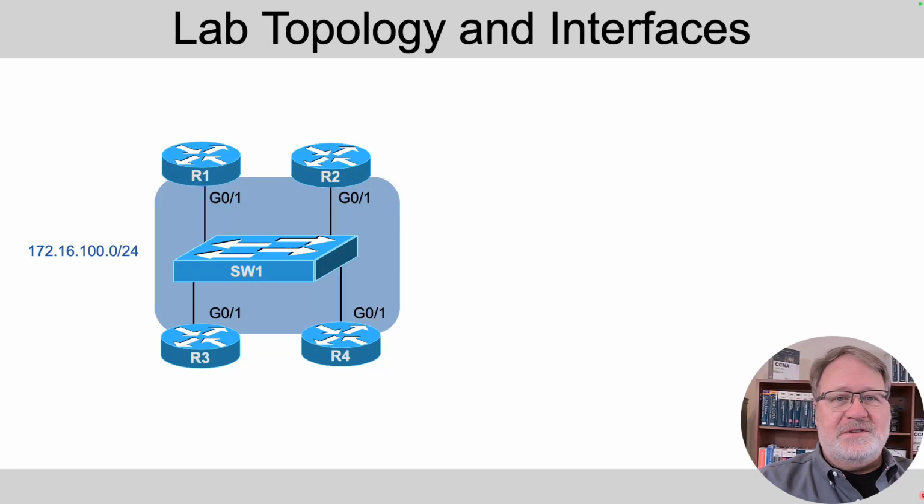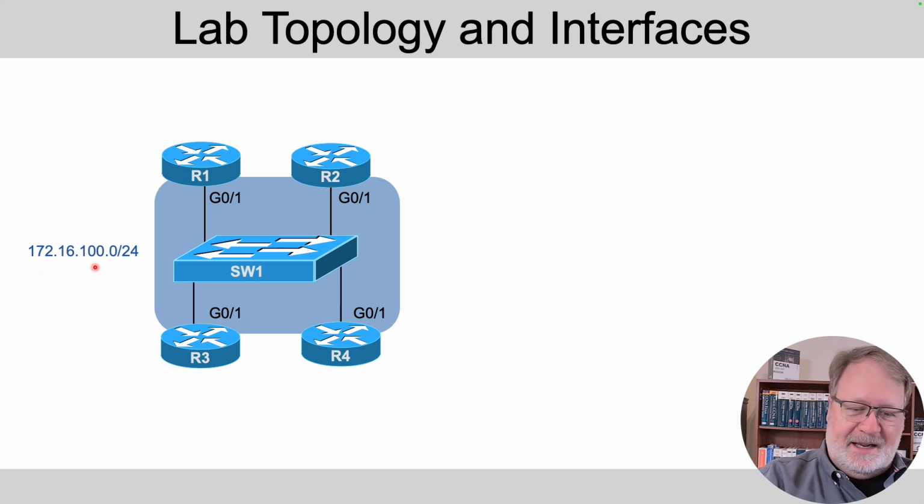We've got 4 routers connected to a switch. The switch has all default config, so all the routers are connected to the same VLAN. They're connected to the same subnet. We see the subnet ID out here to the left with the subnet mask. So you'll need to come up with the IP addresses to configure on those router interfaces.